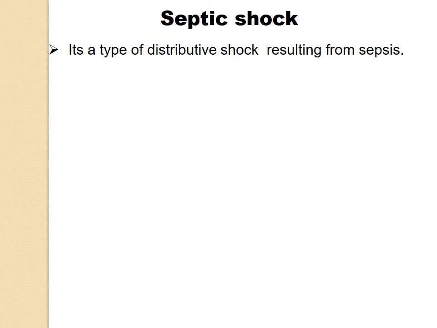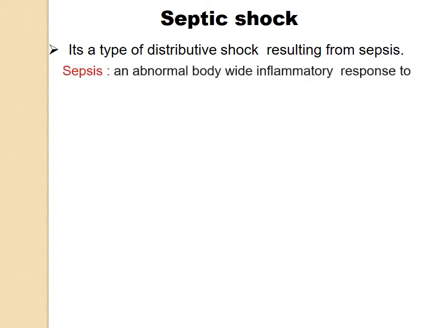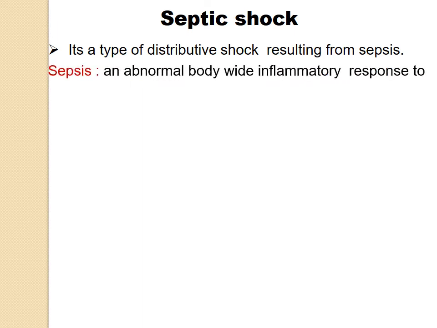Now, let us discuss the first type of distributive shock, that is septic shock. This results from sepsis. So, what is sepsis? Sepsis is an abnormal body-wide inflammatory response to an infection that can result in death.